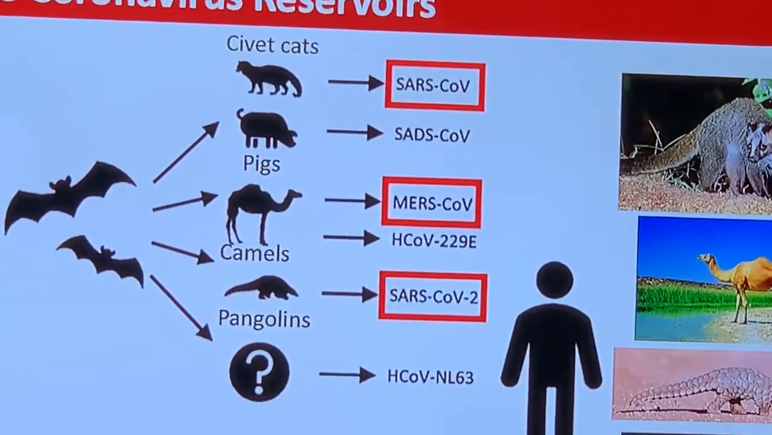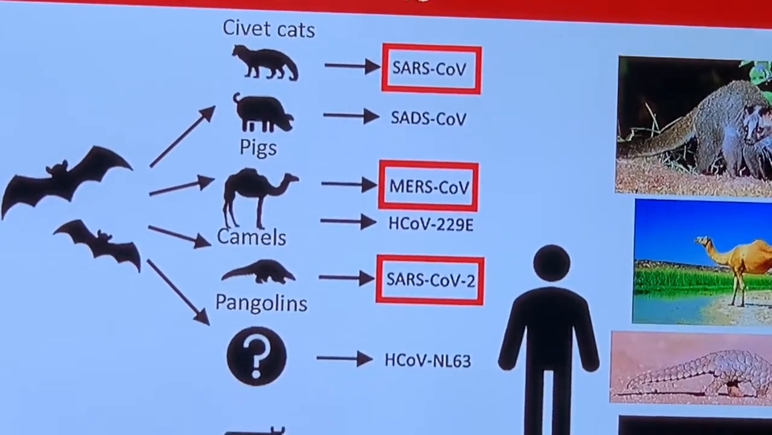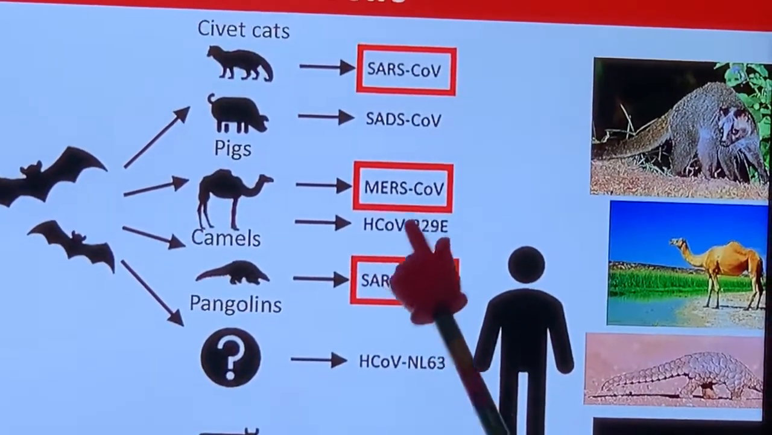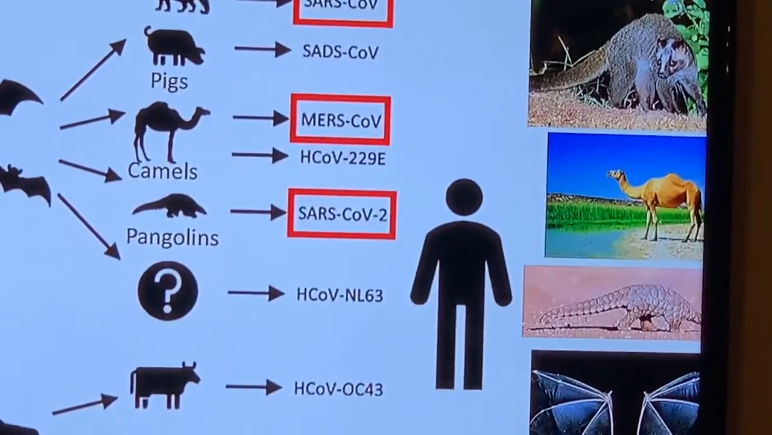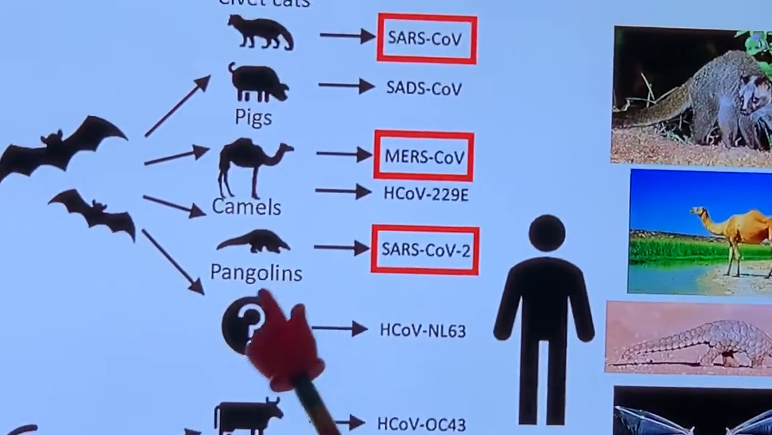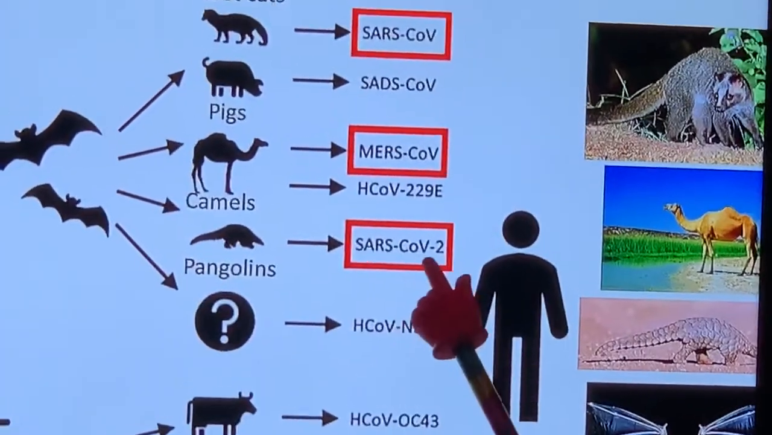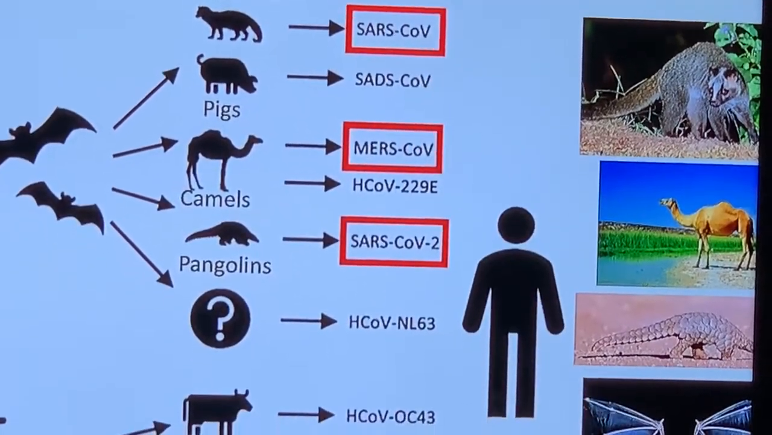And then it gave it to the camels in the Middle East because people there ride camels as horses. So this caused the Middle East respiratory syndrome. And now, what we are experiencing right now, we think has been transported by the pangolins, and now creates SARS-CoV-2 because it is very similar to SARS-CoV.